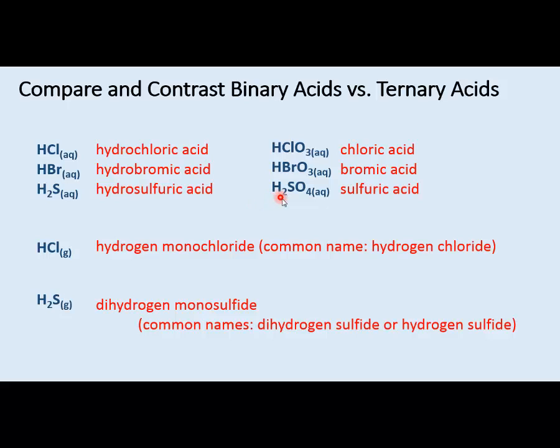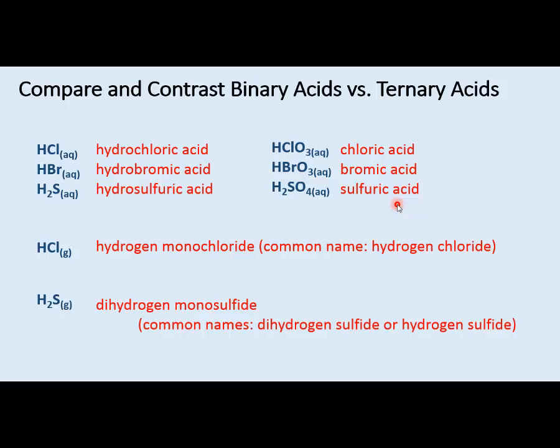When I have hydrogen, an element, and oxygen in the formula, we're going to be using the endings for the acids of -ic or -ous. If you notice that the anion would have had an -ate in the ending, we go to -ic with the acid form. If the anion would have had an -ite, we go to -ous. But these all were -ate anions if you think about the end of the formulas here. So we went to chloric, bromic, and sulfuric acid.